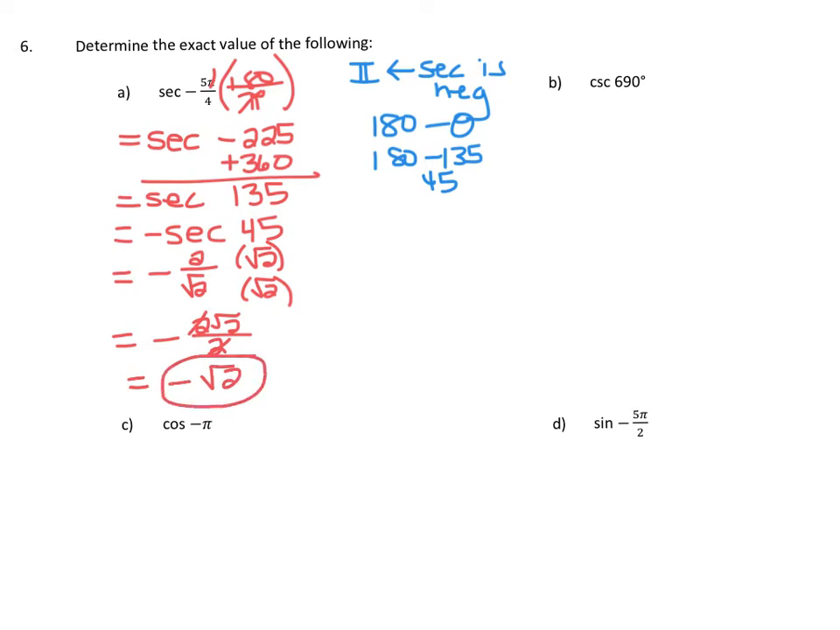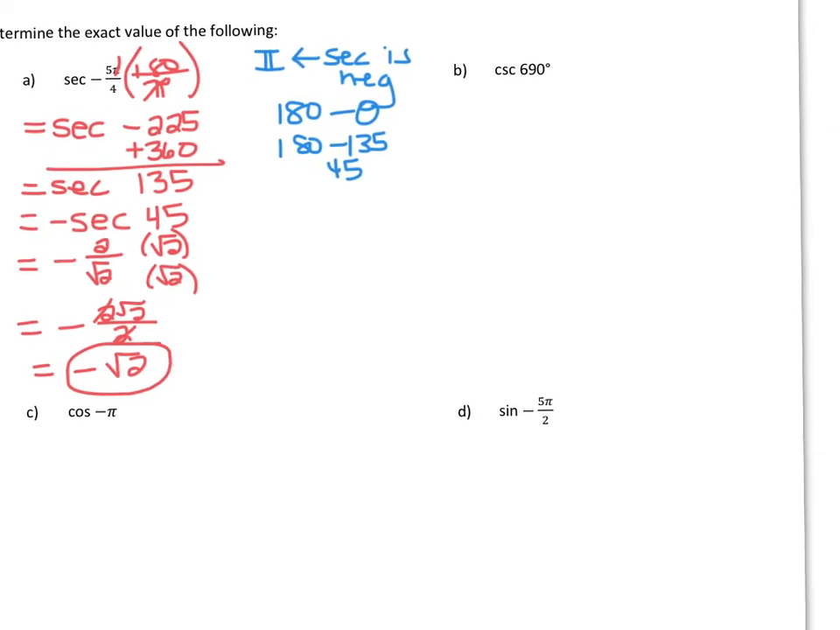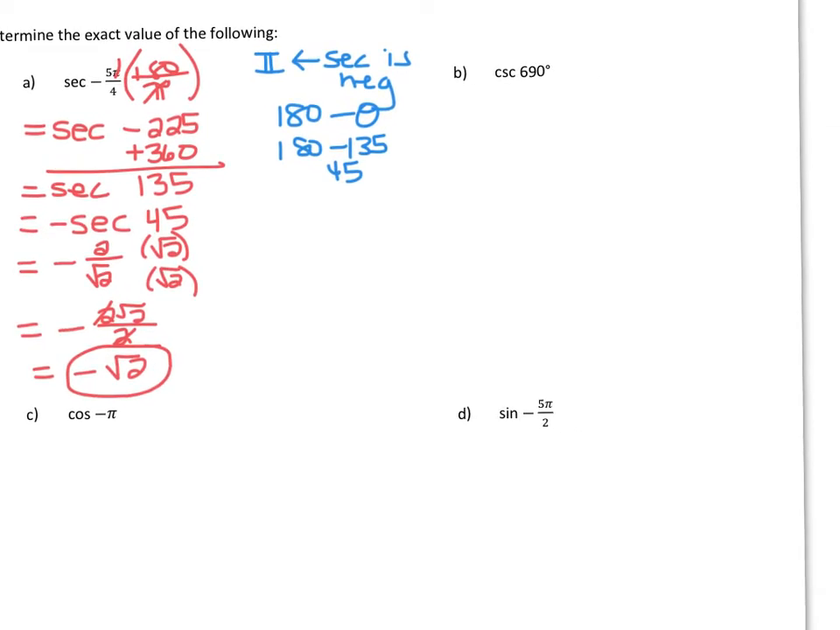All right, let's come on over here to letter B. Cosecant of 690. Now 690 is too big, so let's subtract off a full circle, 360 degrees. And when I do, that's going to leave me with cosecant of 690 minus 360, which is 330 degrees.